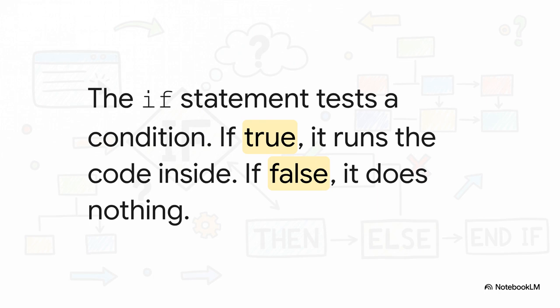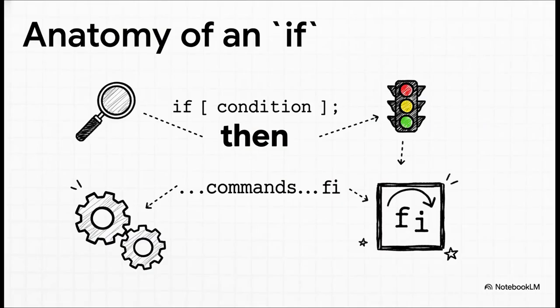That means the script runs the command right after then, and it prints you are an adult. Now, if the age was, say, 17, that test would be false, and the script would just skip that echo command entirely. So let's just quickly break that structure down.